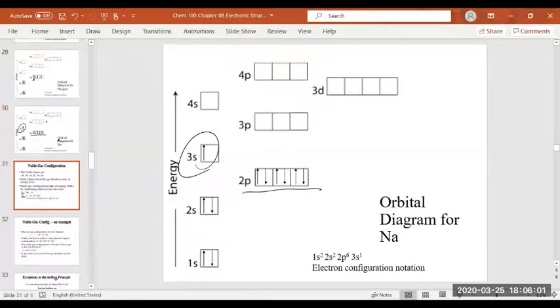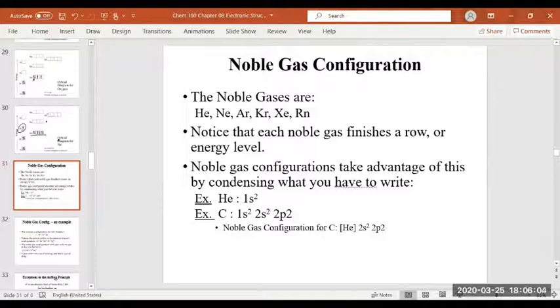Okay, what else we have here? Noble gas configuration. What is the noble gas configuration? Noble gas configuration is a shorthand electron configuration. Instead of writing the complete electron configuration, we have a shorthand that makes it easy, faster, and takes less space. Now, first of all, we need to know the noble gases. These are the noble gases: helium, neon, argon, krypton, xenon, radon.